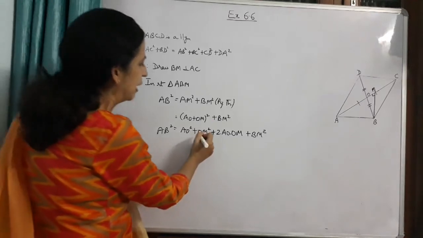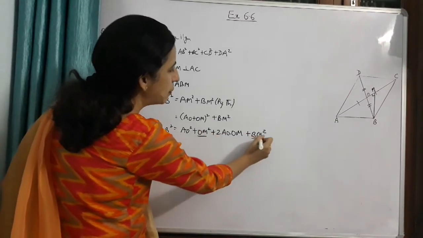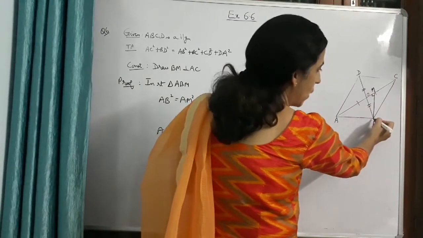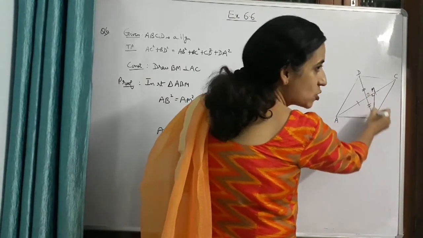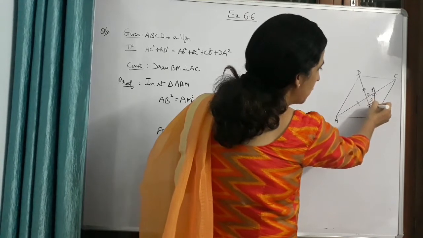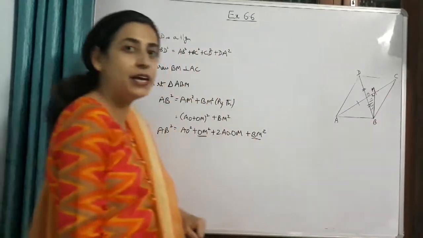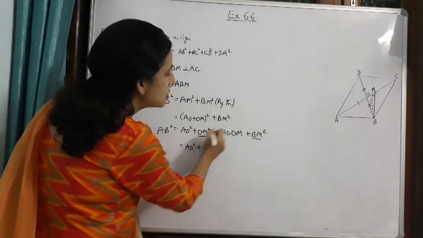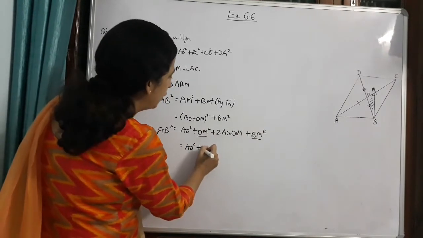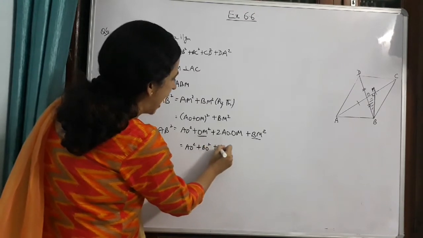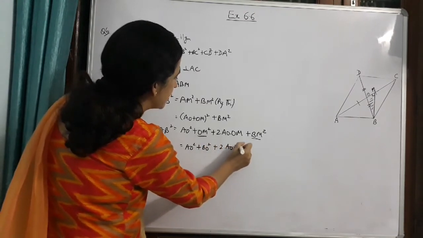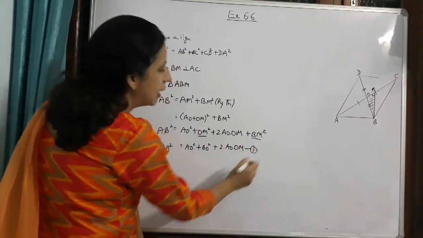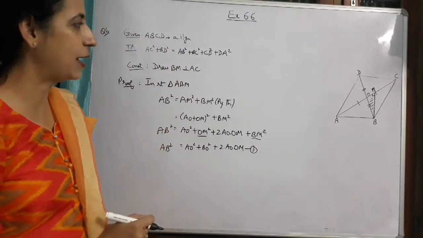But from the figure, OM square plus BM square would be equal to BO square by Pythagoras theorem in this right angle triangle BOM. So in place of OM square plus BM square, we write down BO square and the remaining terms as it is. So this is what we obtain as AB square. Let this be equation number 1.